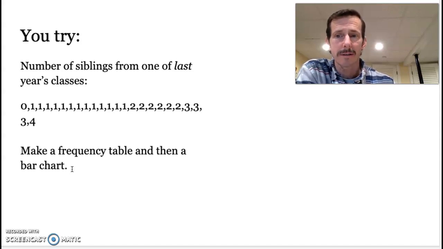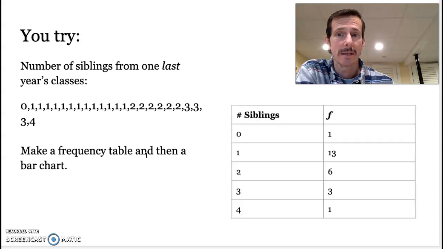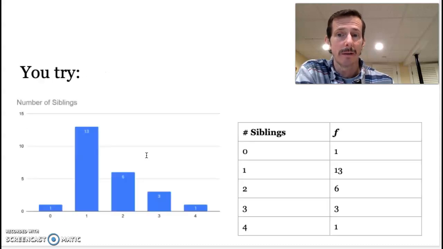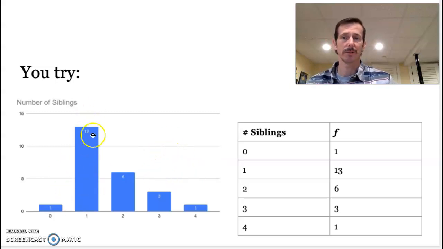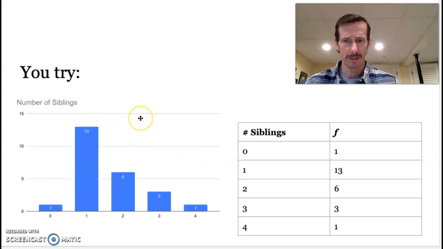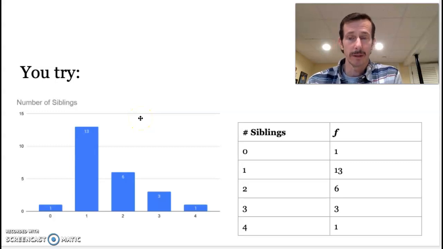When we look next class at how to do the other type of graph for continuous data, you will be able to use your calculator to make a graph, but your calculator won't graph this type. So pause the video, try this, and then give it a look. So pause. All right, and this is my table, and this is the table with the bar graph. And again, you can see in this particular class of kids I had, 13 was the highest frequency, the most, of people who had only one sibling.